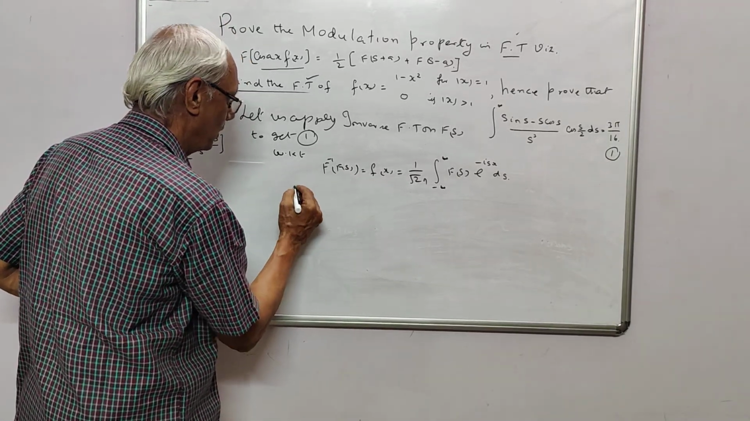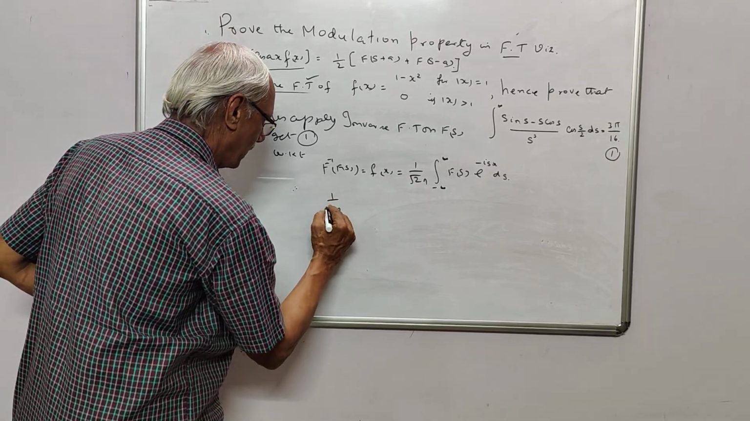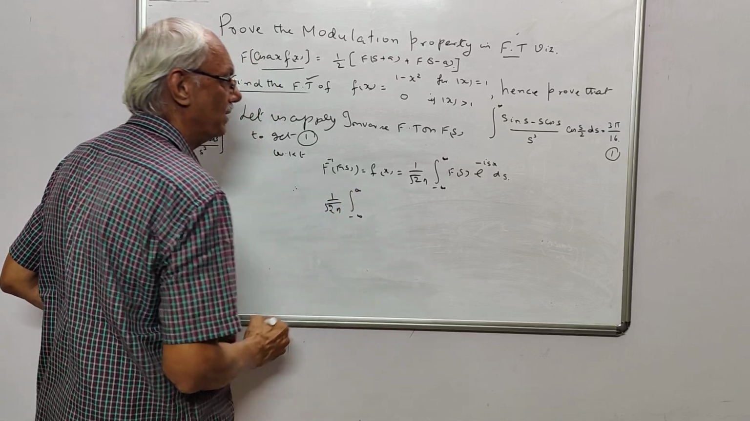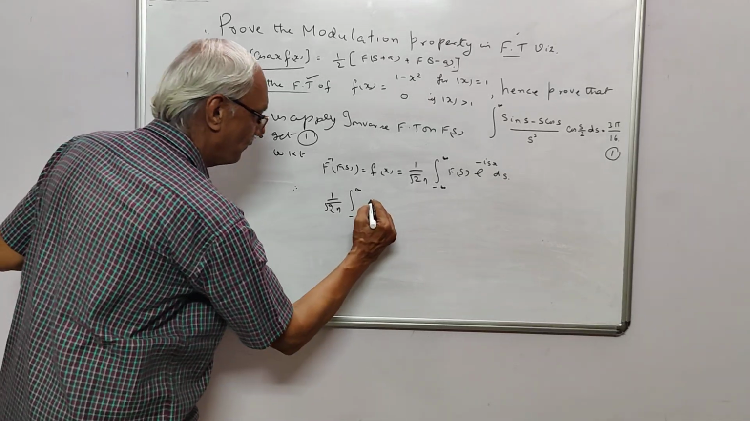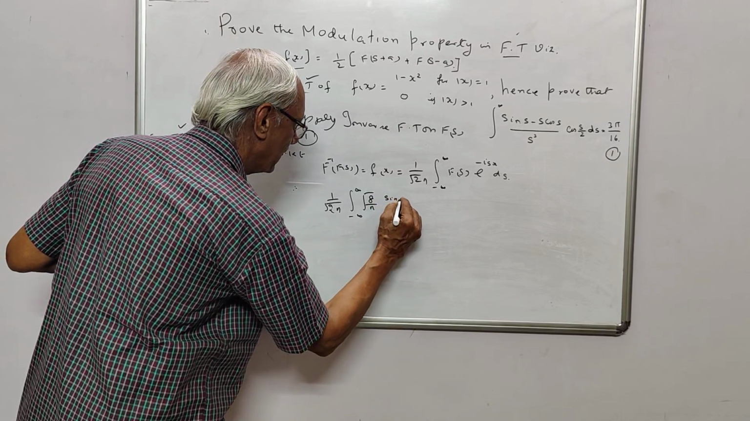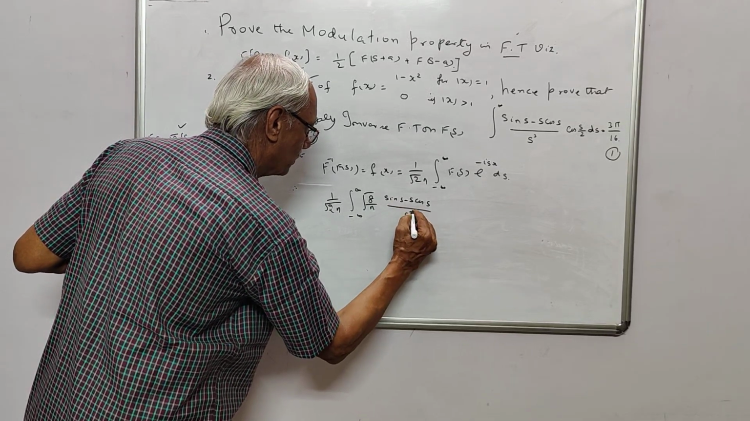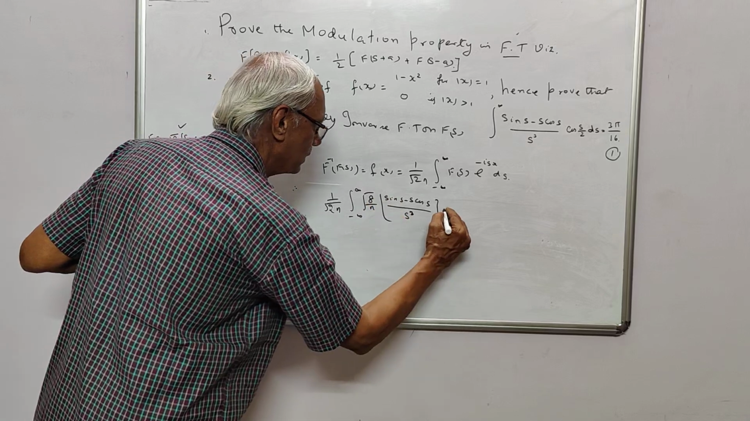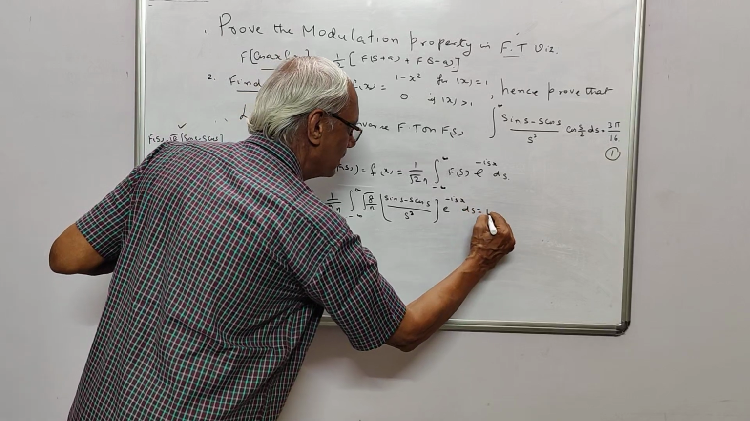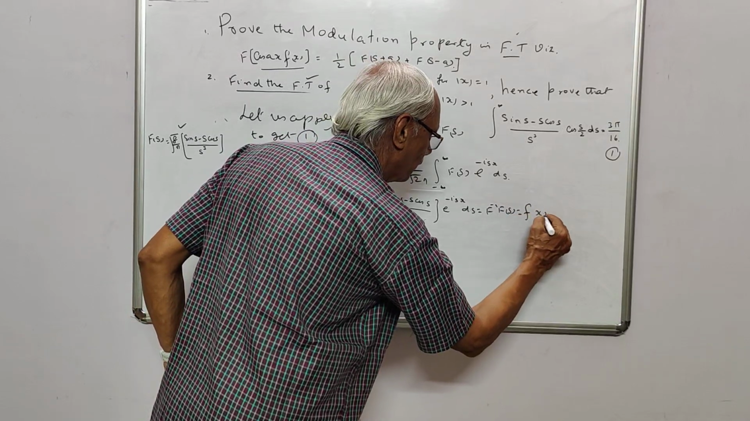So what is that? Therefore I will write it the other way about. Therefore 1 by 2 pi, it is the integral from minus infinity to plus infinity. What is your f of s? F of s is 8 by square root of pi into (sin s minus s cos s) divided by s cubed, into e to the power of minus isx into ds, is equal to F inverse of f of s, which is equal to your f of x.